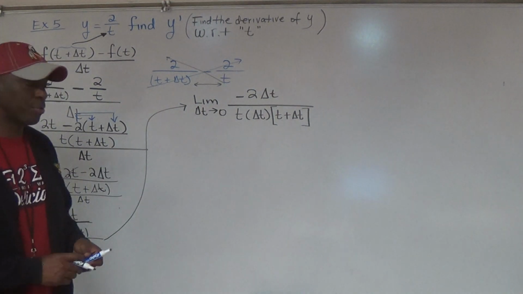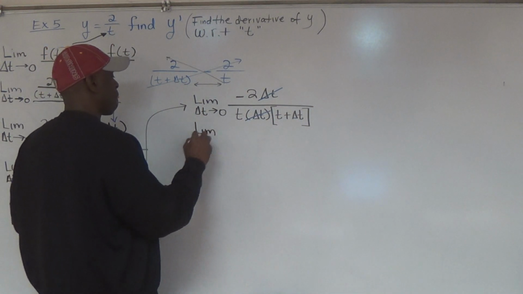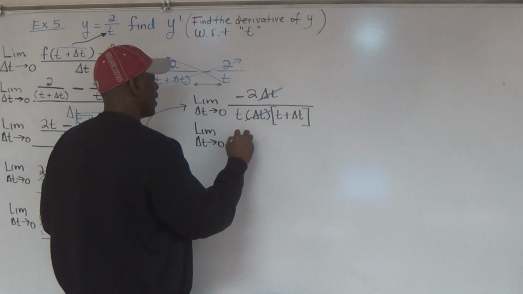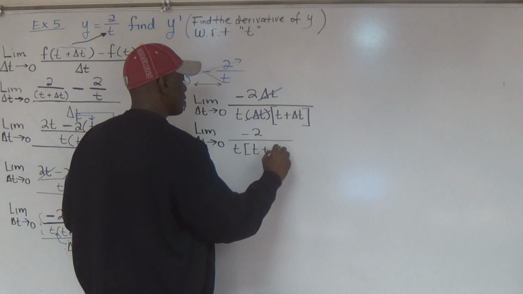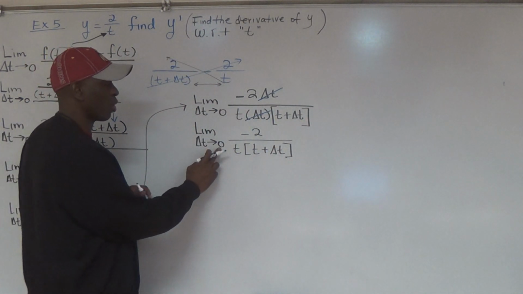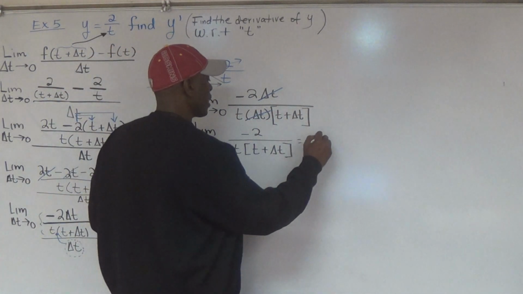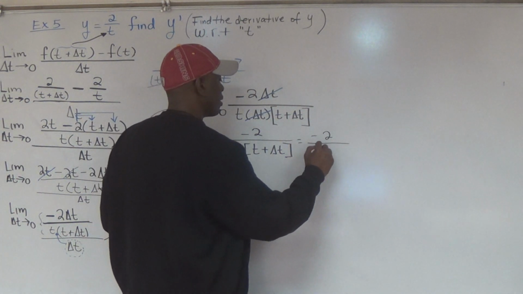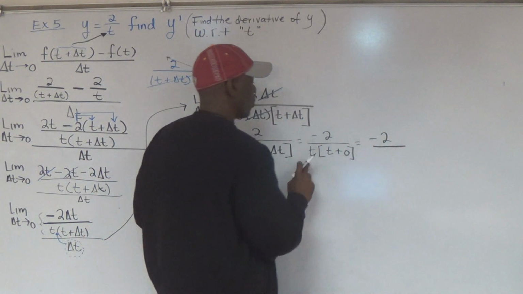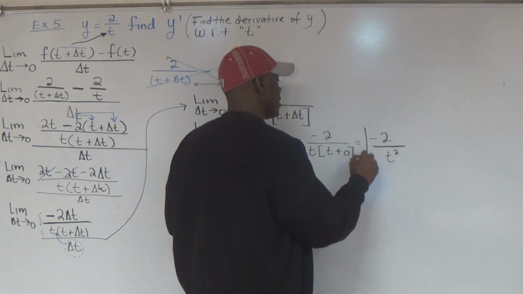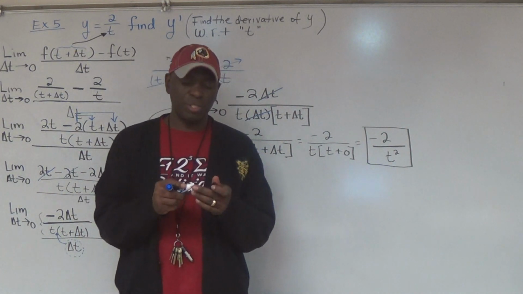And now it's kind of obvious what's going to happen here. This delta t cancels this delta t. So I'm going to have the limit as delta t approaches 0 of negative 2 divided by t times t plus delta t. And now it's safe to go ahead and plug in 0 for delta t. If I do that, I'm going to have negative 2 over t times t plus 0, which equals negative 2 divided by, well, t times t is t squared, and that's it, folks. That's the derivative. Negative 2 divided by t squared is the derivative.